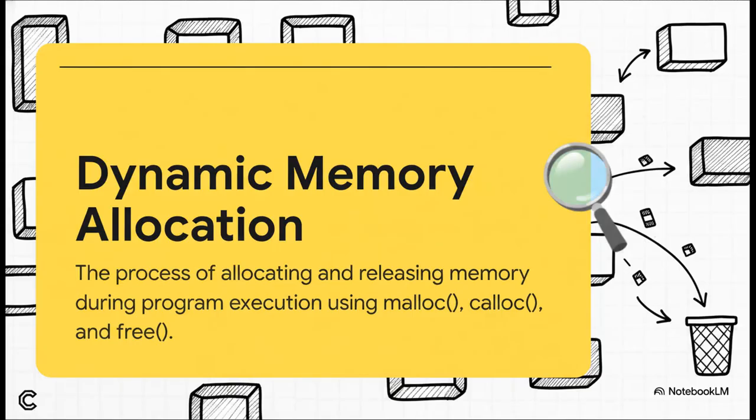And this whole process of manually managing the heap, it has a name: dynamic memory allocation. You do it with just a few key functions. Malloc is for grabbing a chunk of raw memory, calloc does the same but also clears it to 0 for you, and free, well, free is the one you must call to give that memory back.